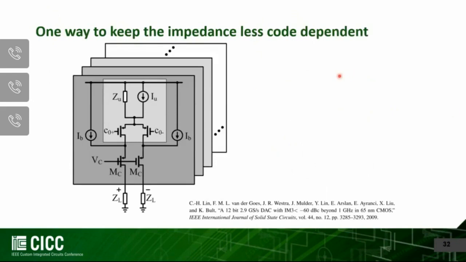A very effective technique was introduced in this paper. Here the authors are not trying to make the corner frequency unrealistically high. The distortion does not really happen because the impedance is finite. The distortion arises because the total impedance at the output node is code dependent. So what they do here is try to make the total impedance code independent. It can get small, but as long as it is code independent, it will only lead to linear attenuation, not spurs.